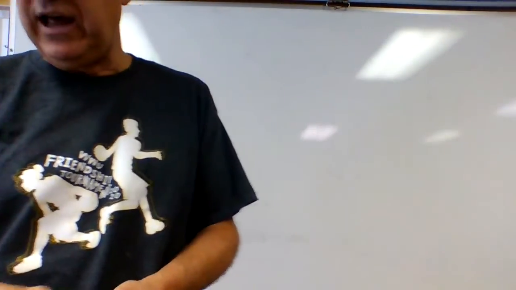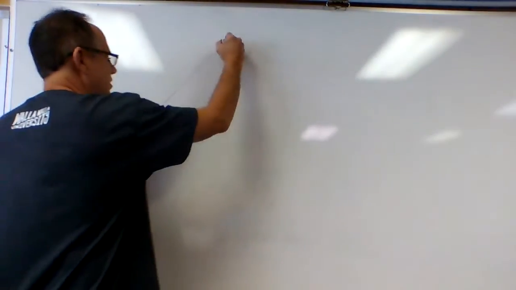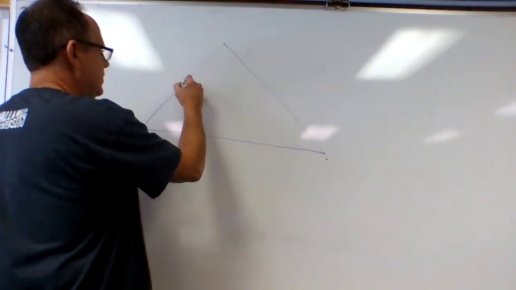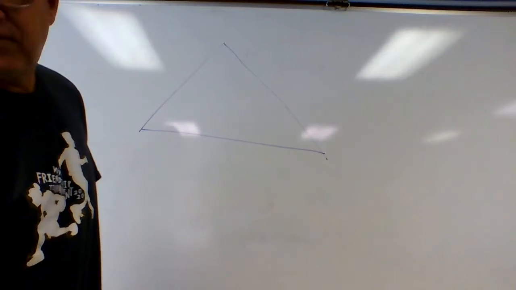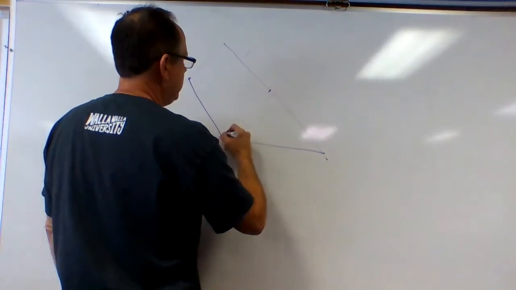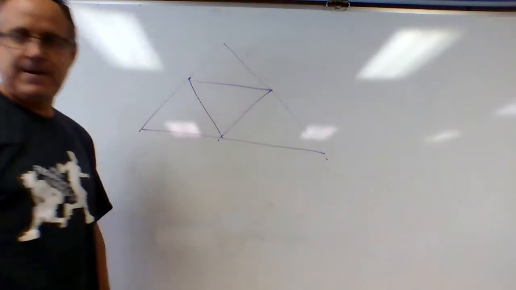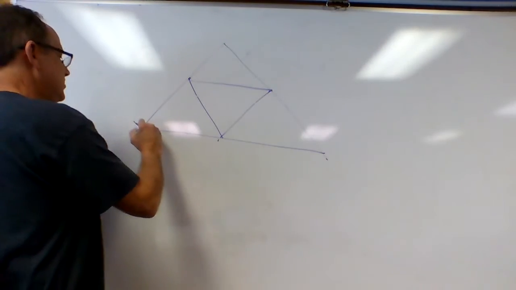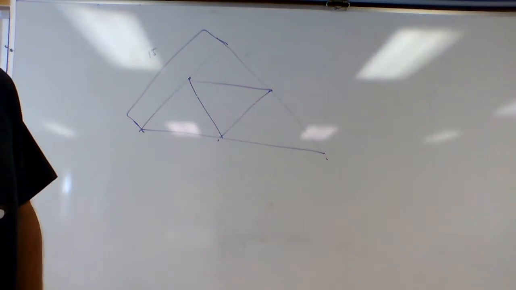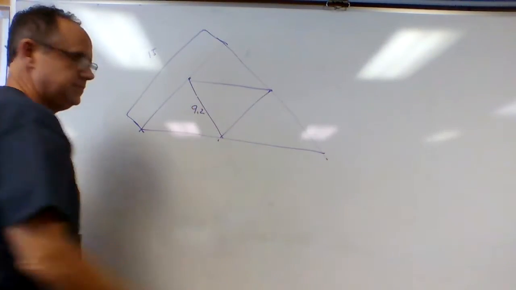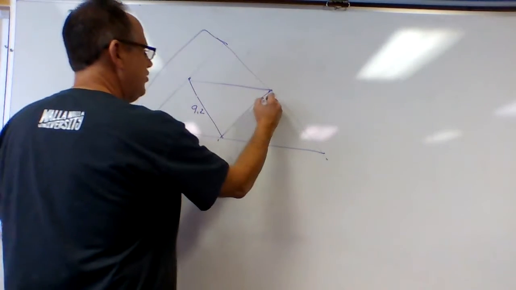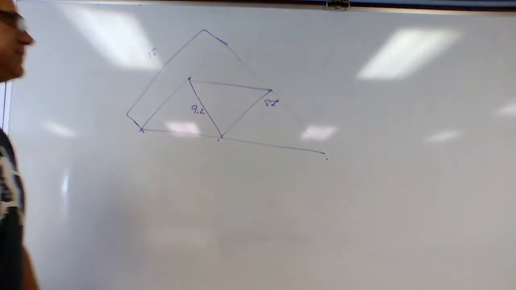And we have a triangle. We have midsegments, midsegment, midsegment, midsegment. We have this distance is 15. This is 9.2. This is 82 degrees.